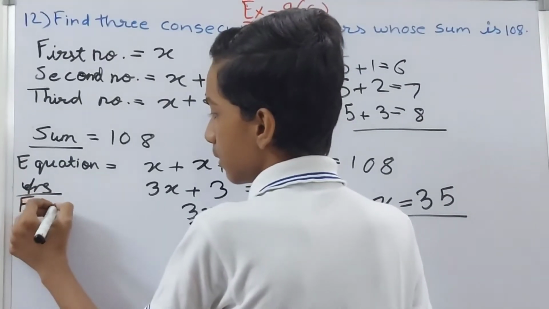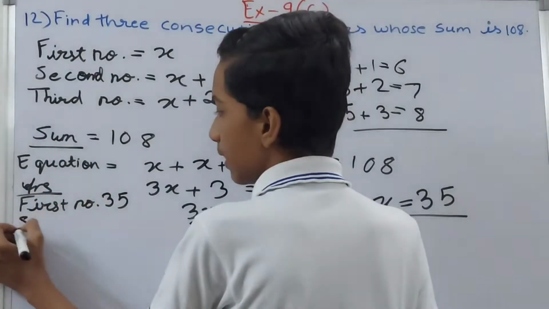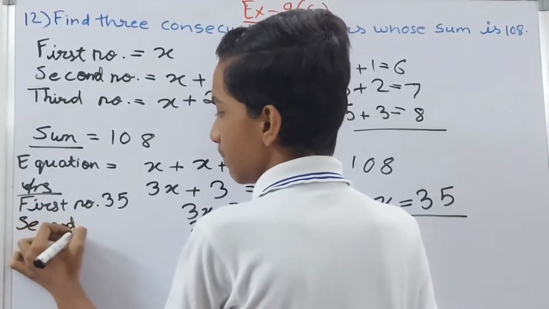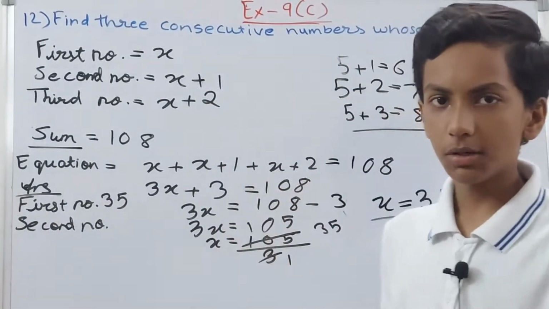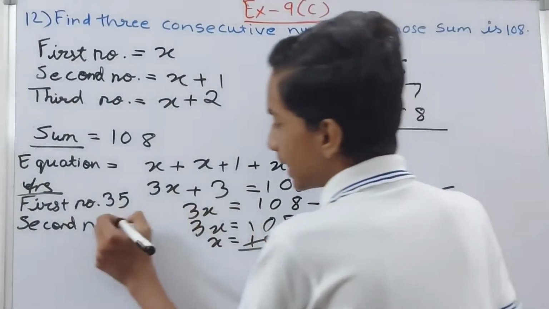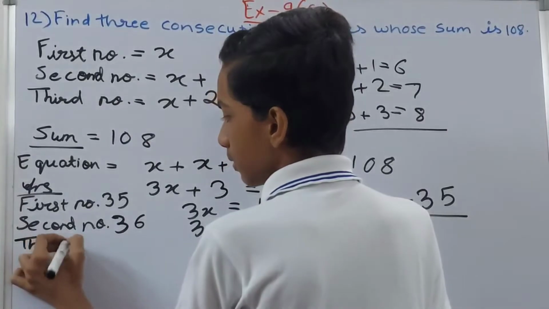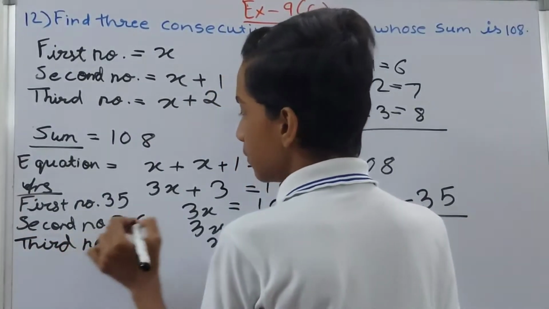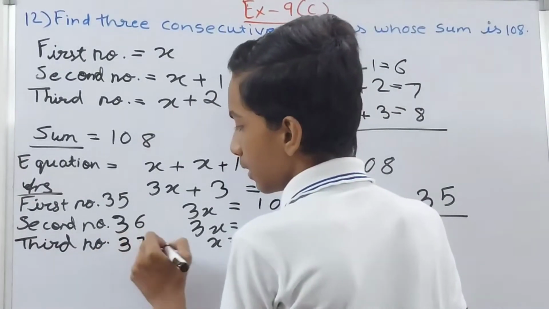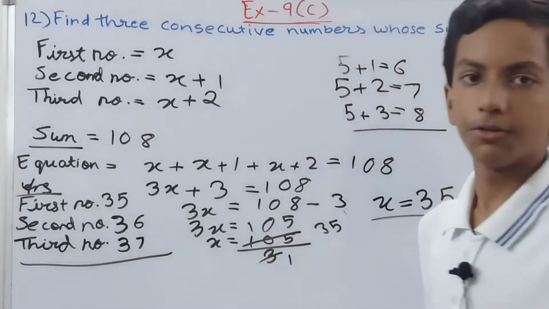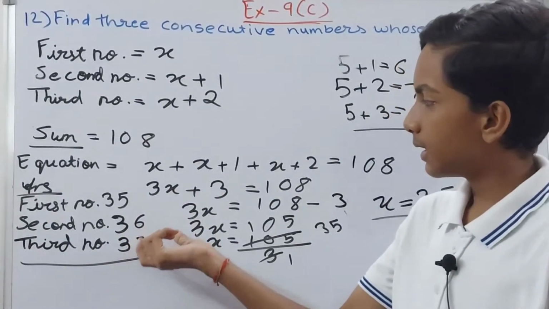First number 35. Second number, simply add 1 to 35, because here it is x plus 1, so it becomes 35 plus 1, that is 36. And the third number becomes 35 plus 2, so that is 37. So these are the 3 consecutive numbers whose sum is 108: 35, 36 and 37.